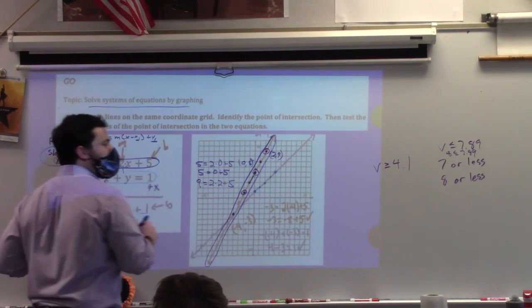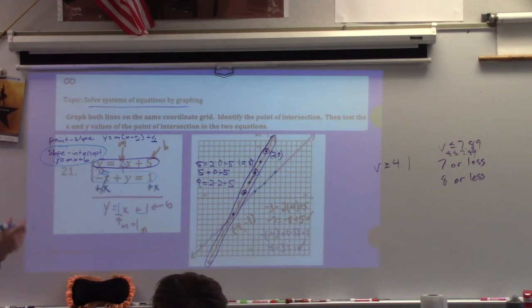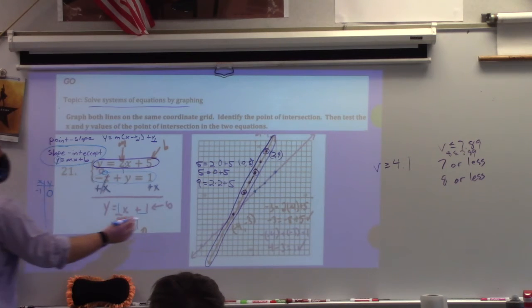Again, how many solutions does this have? Infinitely many, right? Now, I'll remind you, you don't have to know your slope and your y-intercept to be able to graph it. What you could have done is you could have just picked some points. What is negative 1 plus 1? 0. You see how I just plugged in my x value? Is that a point on this graph?